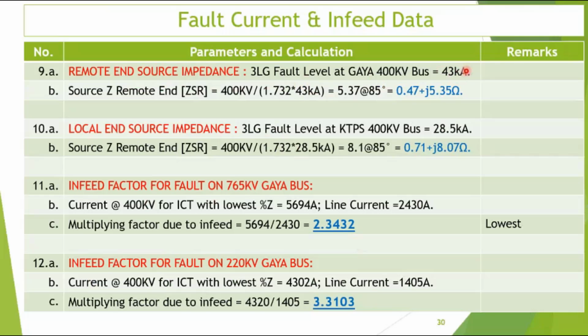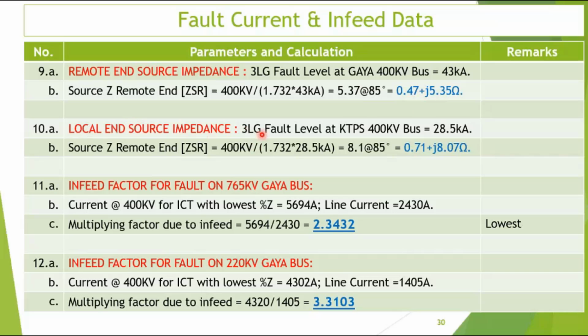You have a 43 kiloampere 3LG fault level, 400 kV bus voltage, unfaulted bus voltage divided by √3 divided by this fault level at an angle. Normally we take 85, 86, even 87 degree, whatever. 85 degree is a good approximation of the source impedance angle. So this is a phasor of this magnitude, 5.37 at an angle 85 gives the phasor of this. The complex number will be this.